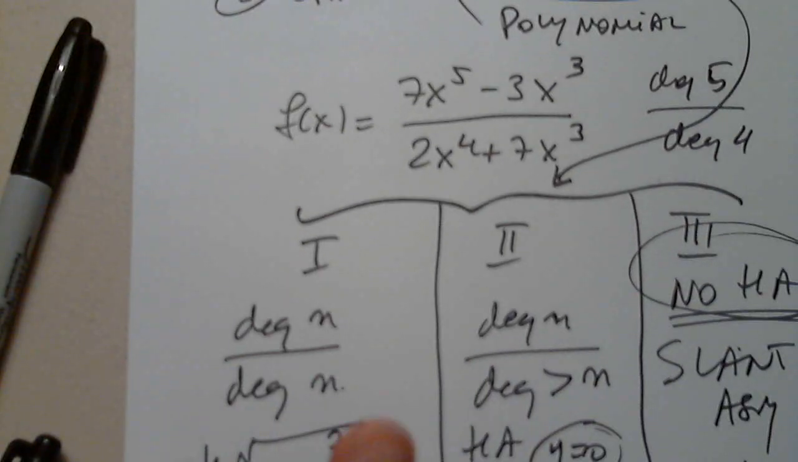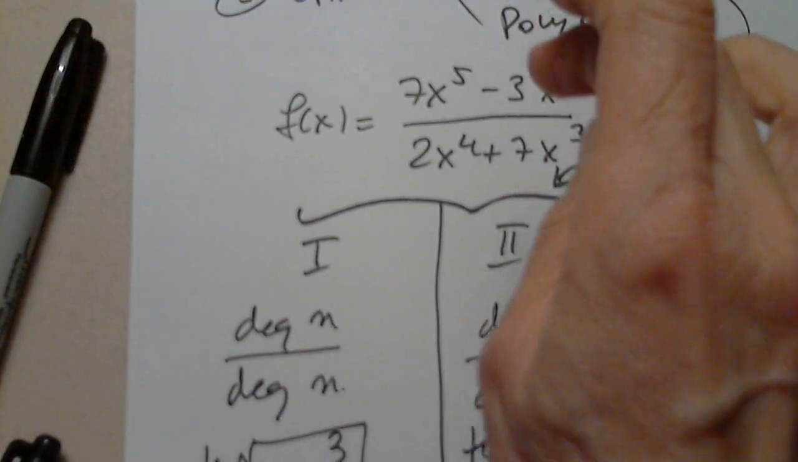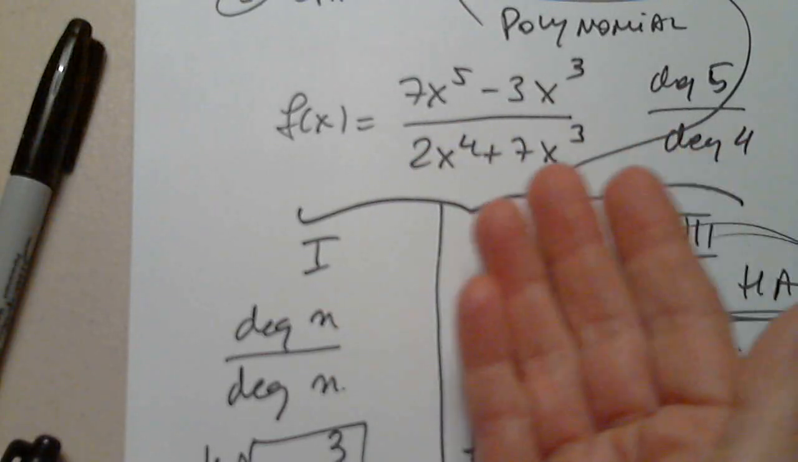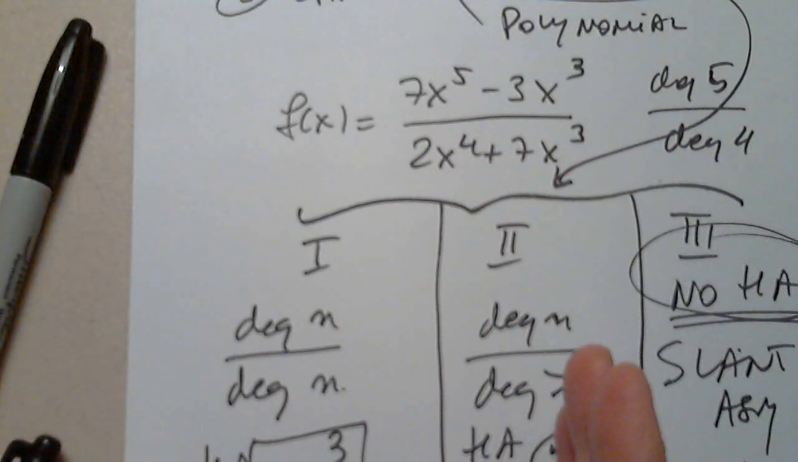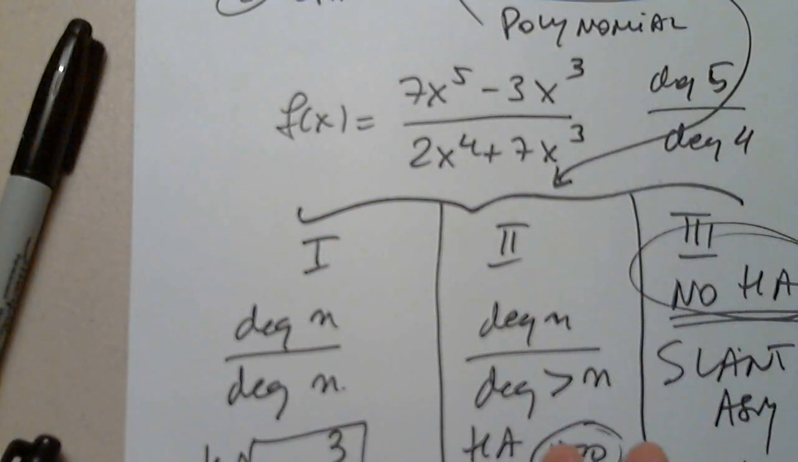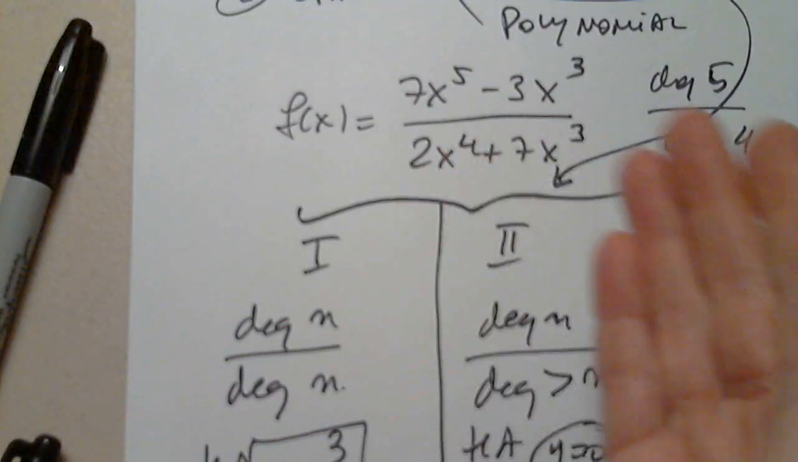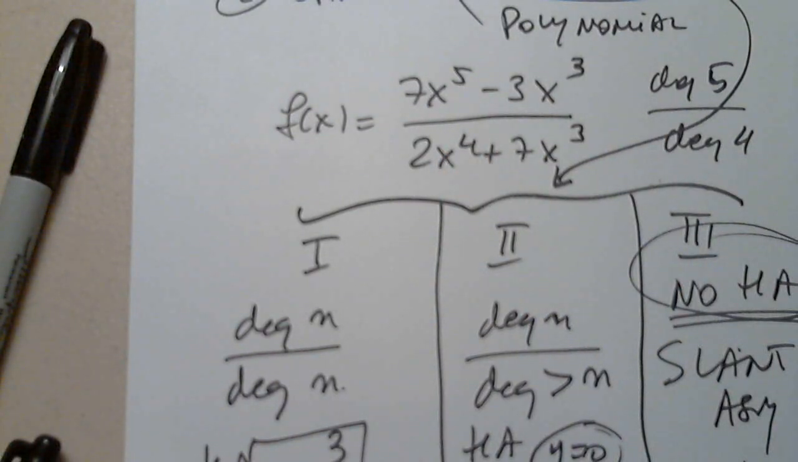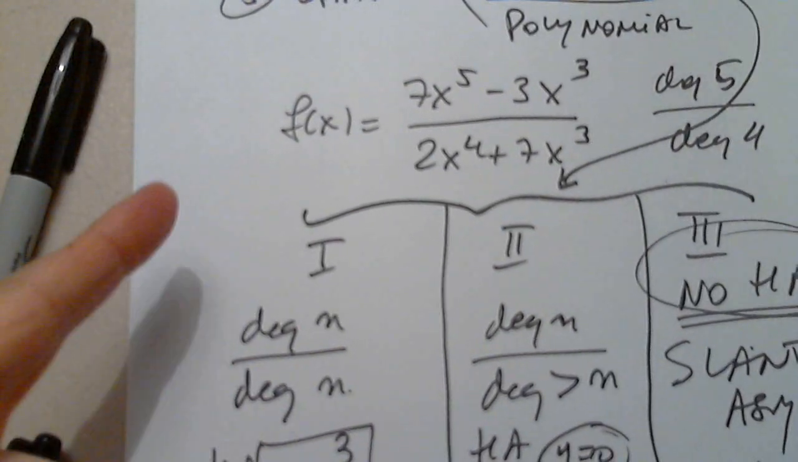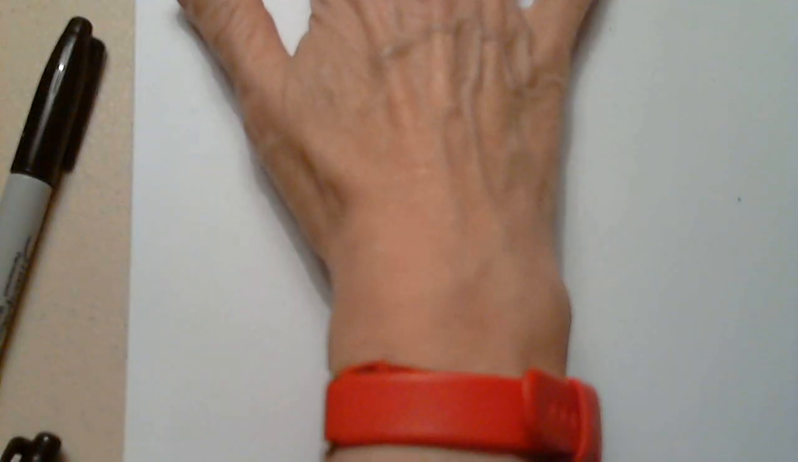So the type 1 and type 2 are the only ones with a horizontal asymptote. The first one has to have same degree over same degree. They don't. The numerator has degree 5, the denominator has degree 4. The second one has to have a higher degree in the denominator, not the numerator. So it's not type 2. It is type 3. And type 3 does not have a horizontal asymptote. Okay, so this was just about the horizontal asymptote. Now let's look at the graph situation. Any questions on this so far?